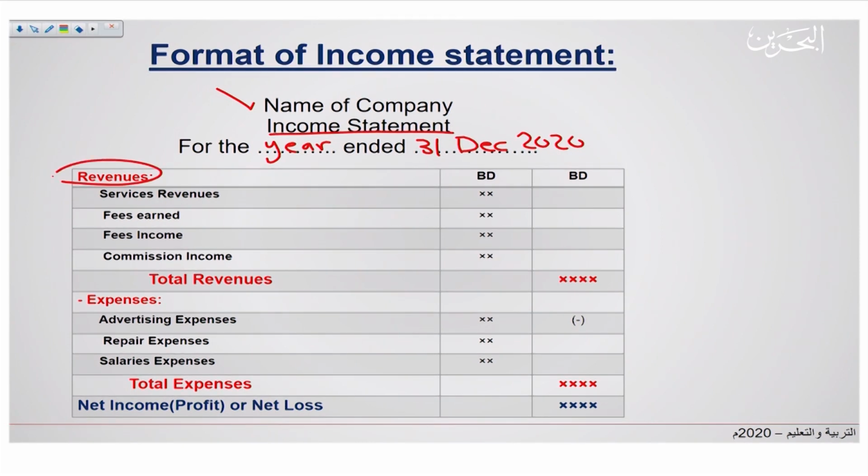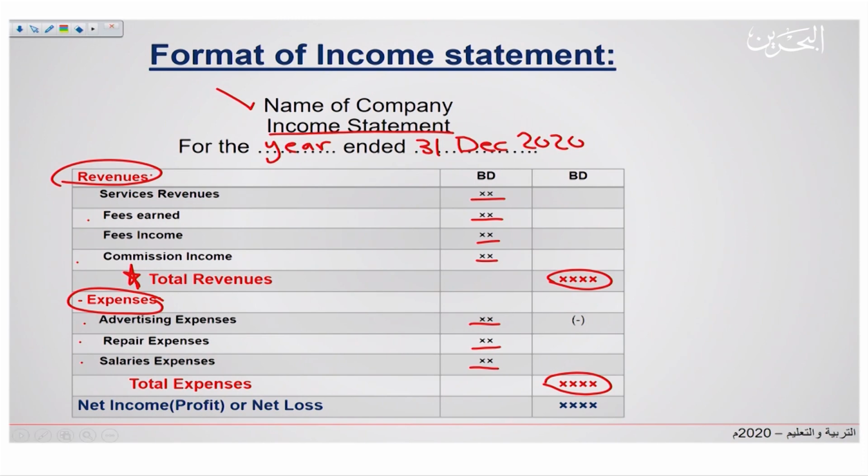First, we are going to list all the revenues, like service revenue, fees earned, fees income, commission income. And here we will write the amount of money. Then we will calculate the total revenue and we will write the total in this place. After, we are going to list all the expenses, like advertising expense, repair expense, salaries expense, and we will write down the amount and the total of the expenses.